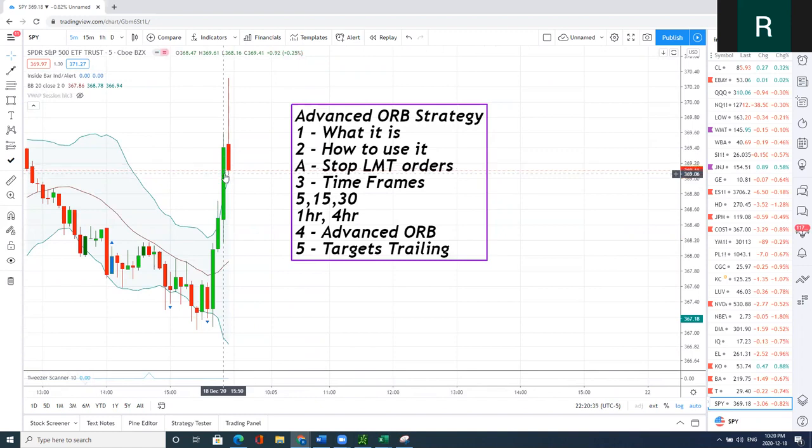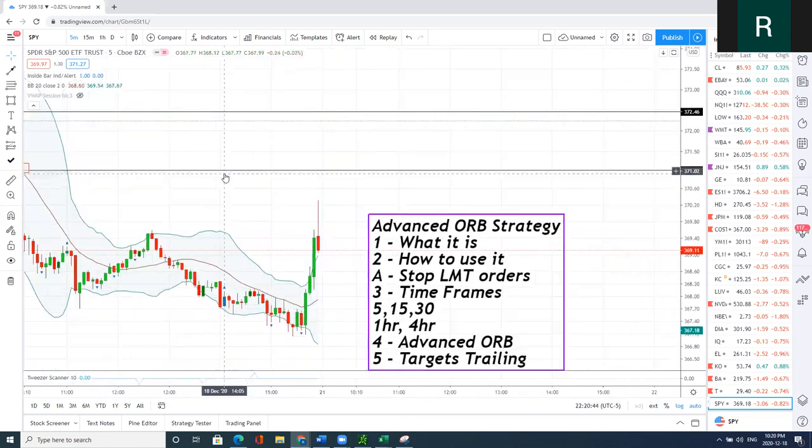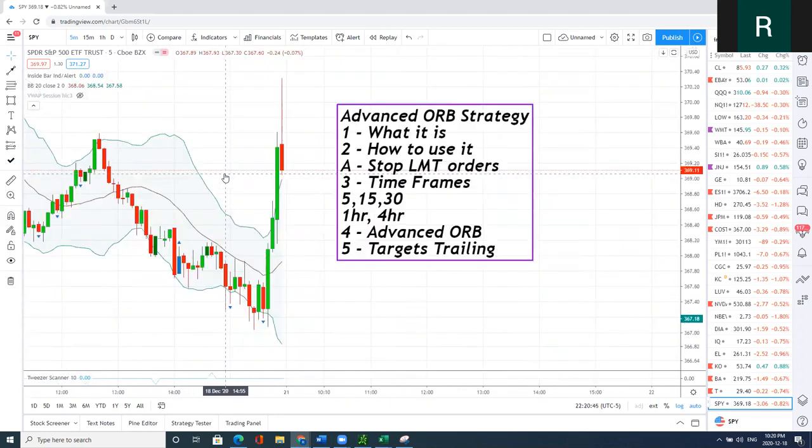As for the time frames we use opening range breakouts on, I personally focus specifically on the 5 minute chart for day trading, but you can also look at the 15 and the 30 minute if you want to do it from a day trading perspective. Anytime you go to the hourly or 4 hourly, that's more of a swing trade, because you're most likely not going to hit targets until the next day.